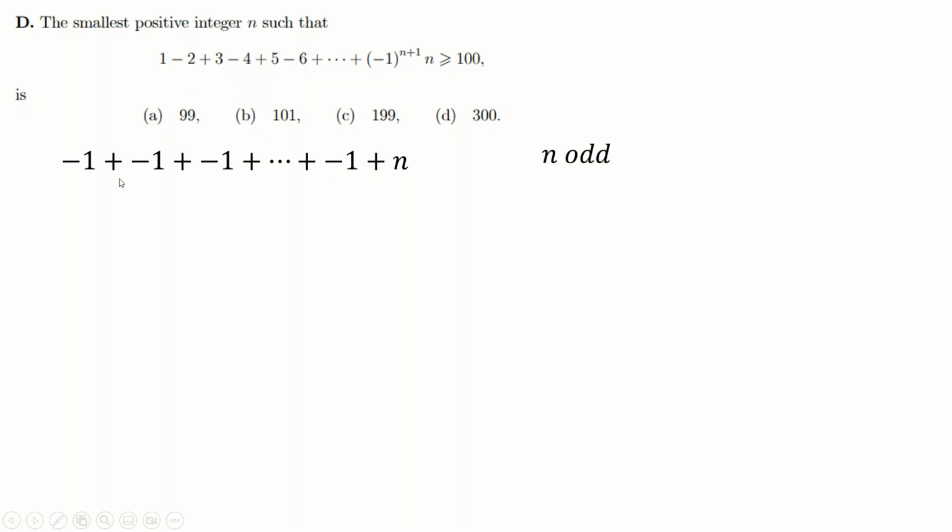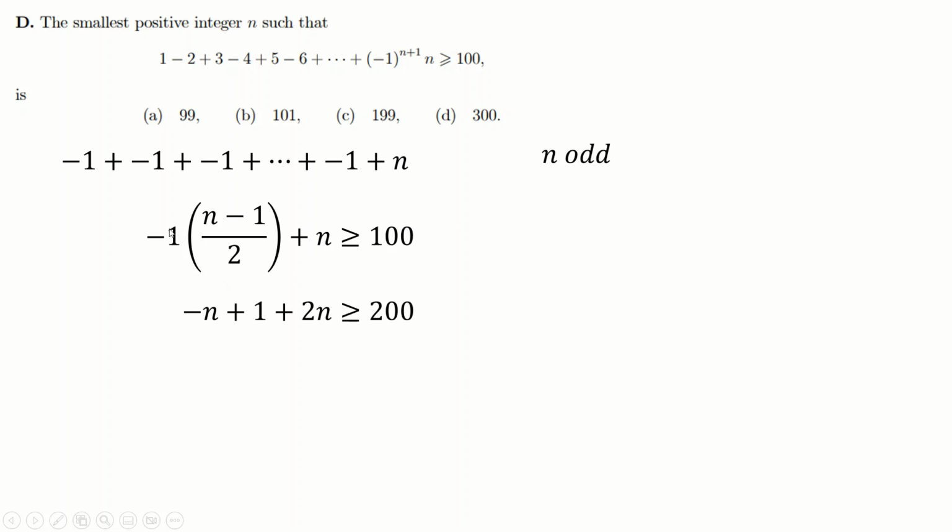So the number of -1s here is n minus 1 divided by 2. And then you add n, because that's the last thing that you're adding here, and you want that to be greater or equal to 100. And this is just something I can solve very easily. Times everything by 2, expand out this -1, solve that very, very quickly, and we get the answer of 199.